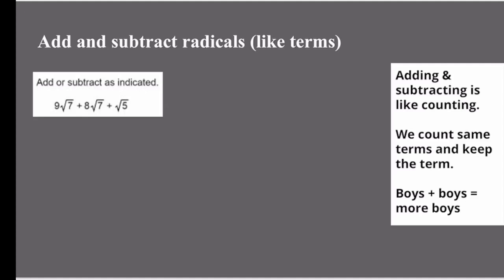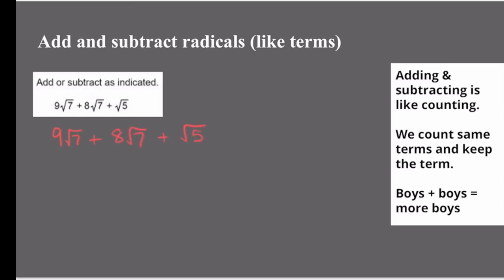Add and subtract radicals. So adding and subtracting is like counting. We count the same terms and we keep the term. So when we add boys and boys, we get more boys. This same concept translates to radicals. We need like radicals. So we have 9 radical 7 plus 8 radical 7 plus radical 5.